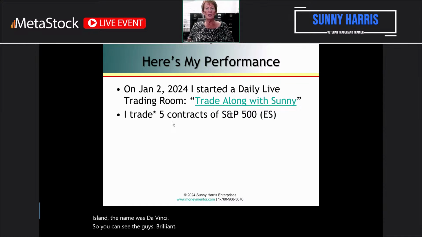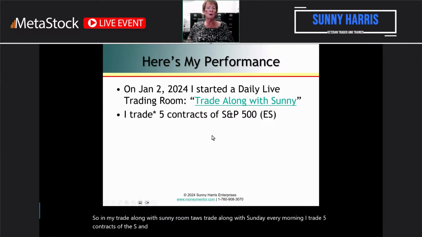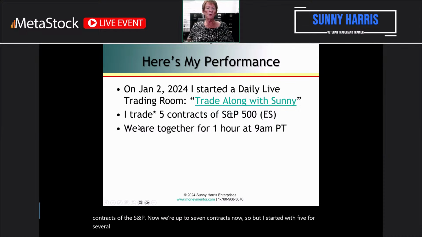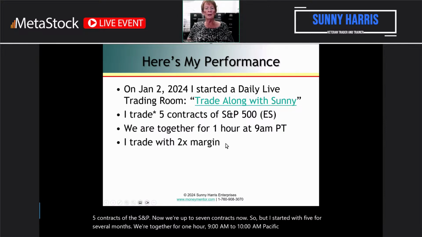So in my Trade Along with Sunny room, TAWS, every morning, I trade 5 contracts of the S&P. Now we're up to 7 contracts. But I started with 5 for several months. We're together for 1 hour, 9 a.m. to 10 a.m. Pacific time. And I always trade with double the margin. So if the margin's $15,000, then I'm going to have $30,000 in my account to trade 1 contract.